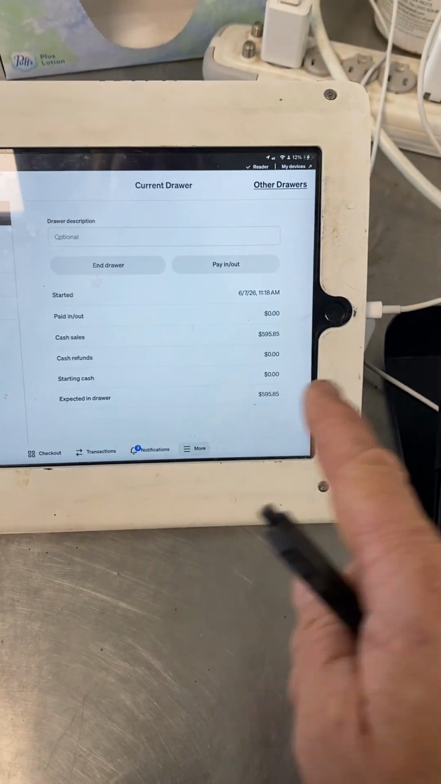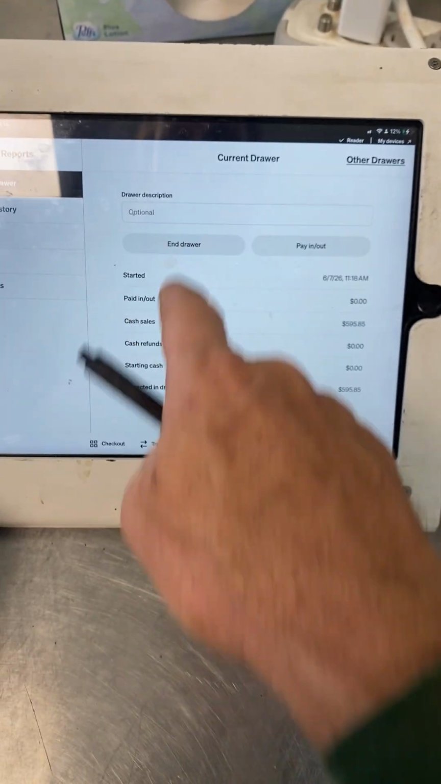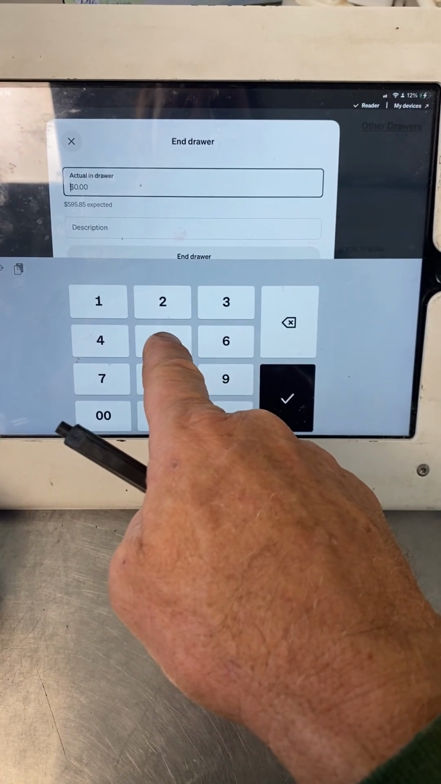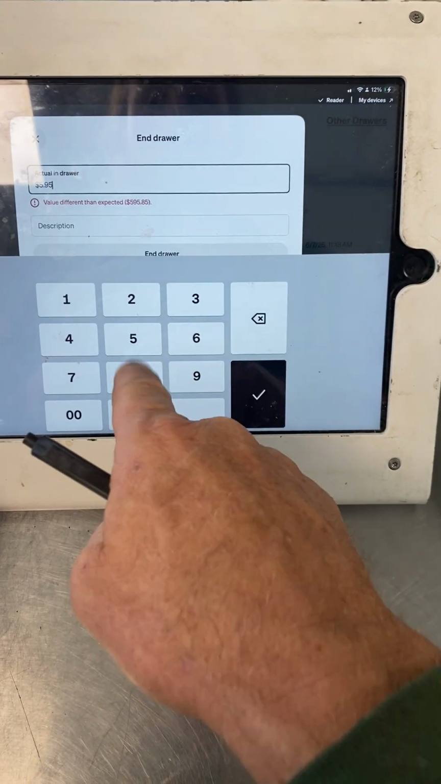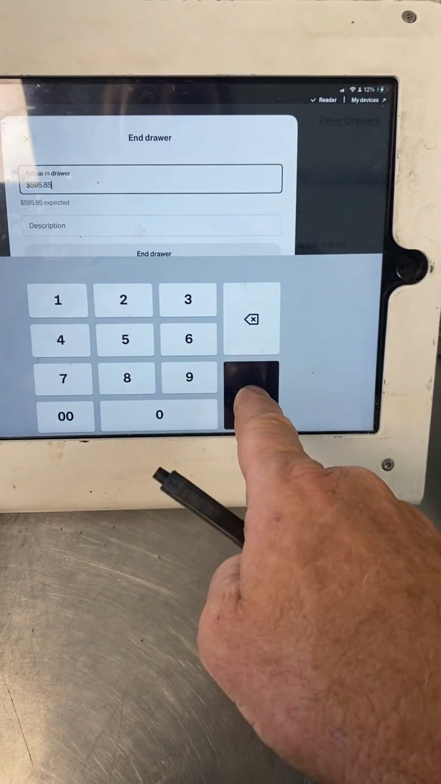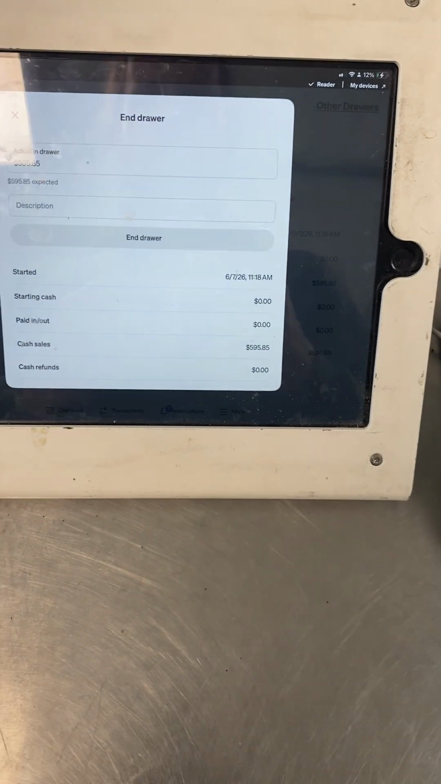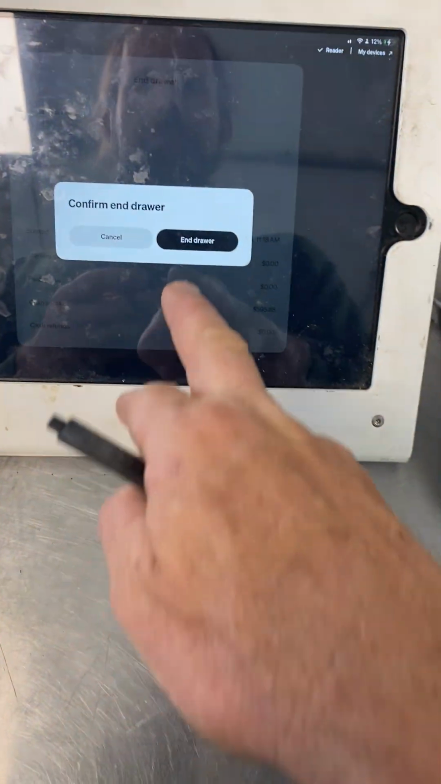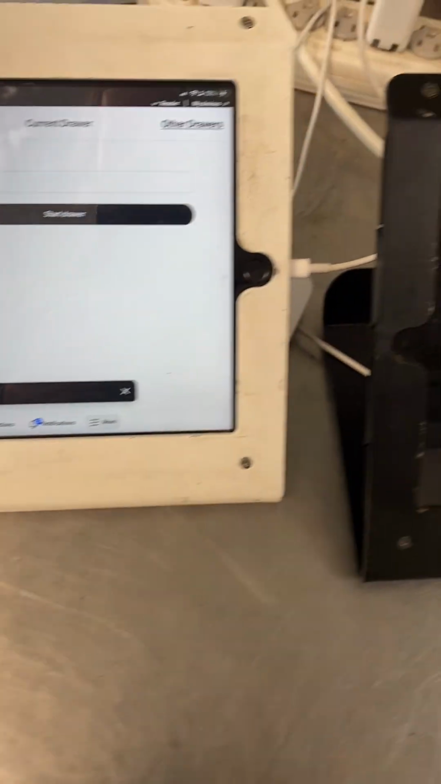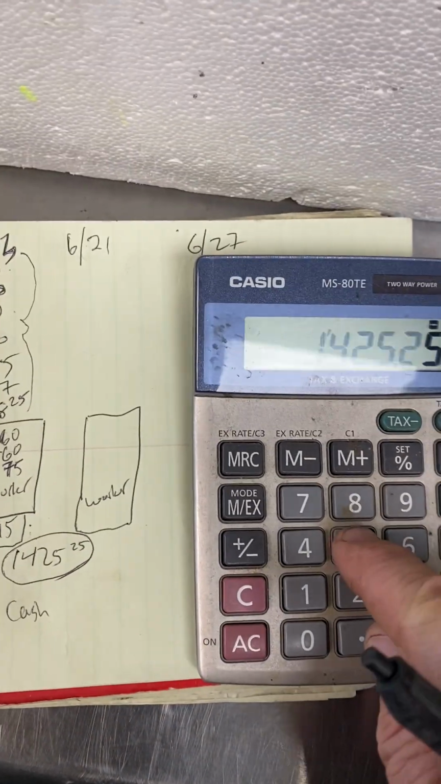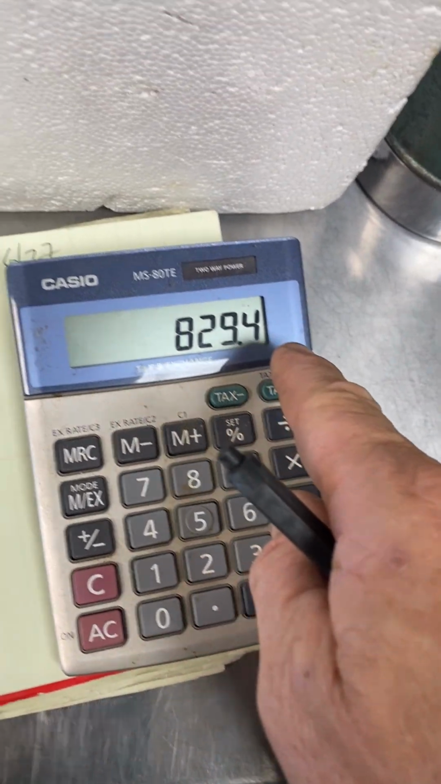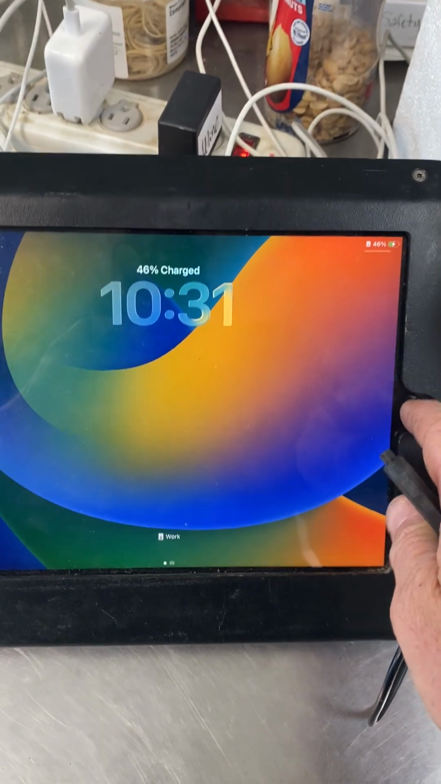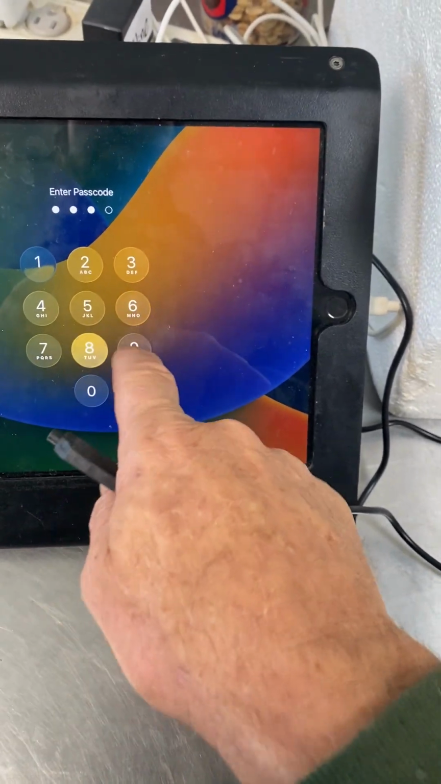You're going to do the same process on both iPads, but the one you start with, you just end the drawer. So you say 5 in the drawer, and then I'm going to put the exact amount of cash that it expects, 595.85. So we're splitting our cash between two drawers. It's ended, confirm in drawer, done. All right. I'm going to go back over here to the calculator and subtract 595.85 equals 829.40.